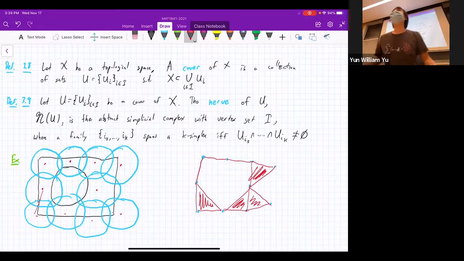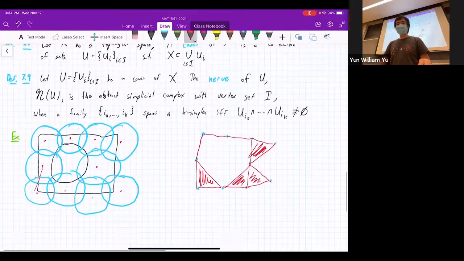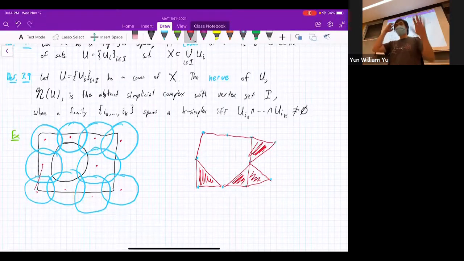Okay. So what we've now done is we've gone from a cover of a space and constructed the simplicial complex out of this cover. And we're not going to prove it, but there's a really nice theorem called the nerve theorem that basically says that the nerve of U and the union of the sets in U have the same homotopy type.